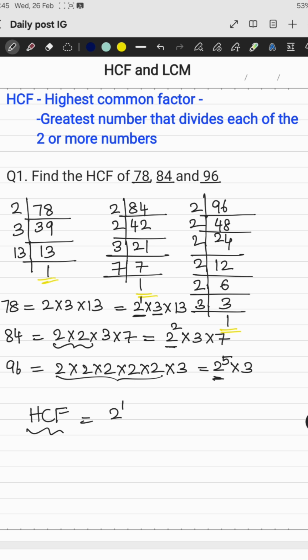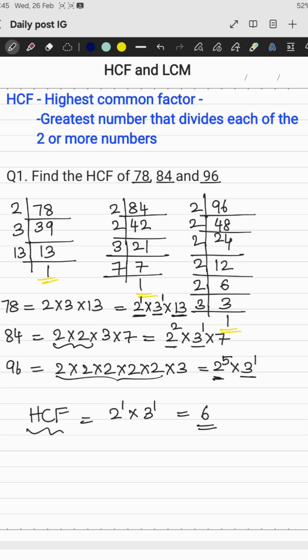For the next one, again you have 3 to the power 1. Here you have 3 to the power 1 and again you have 3. It's common in all the three numbers. So write it like this. And 13, it's not common in the other two. You don't have 13 as a factor for 84 and 96. So just leave it. So this is the HCF. The answer is 6. So 6 is the greatest number that can divide all these three numbers, that is 78, 84 and 96.